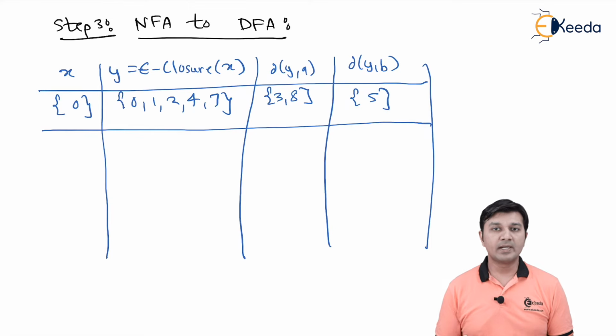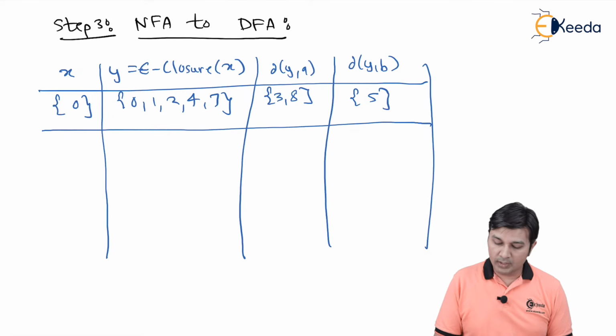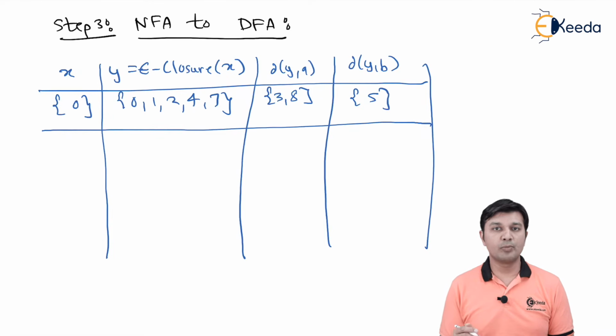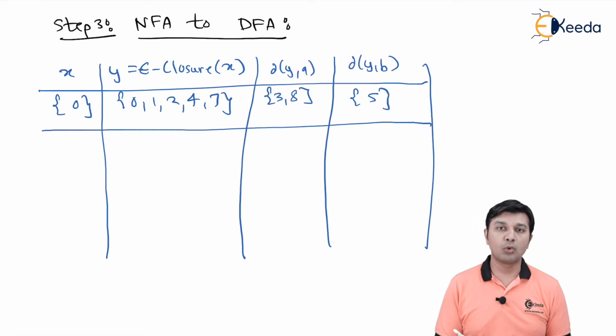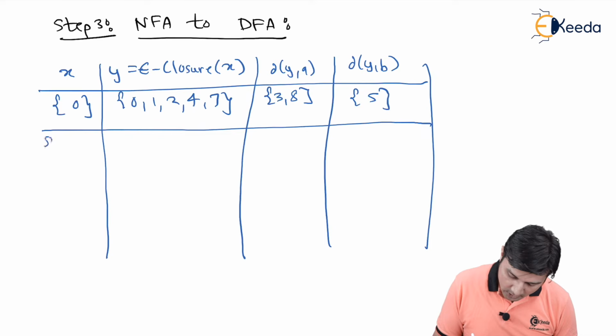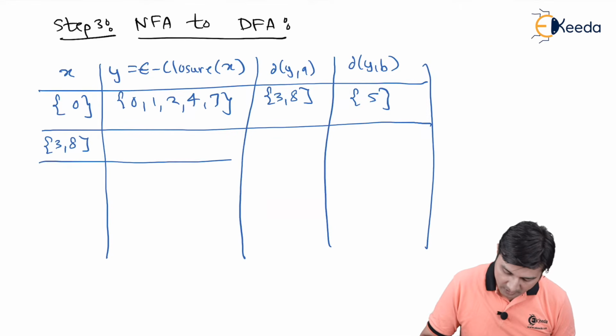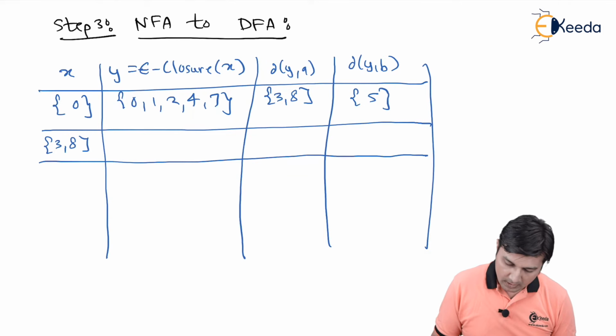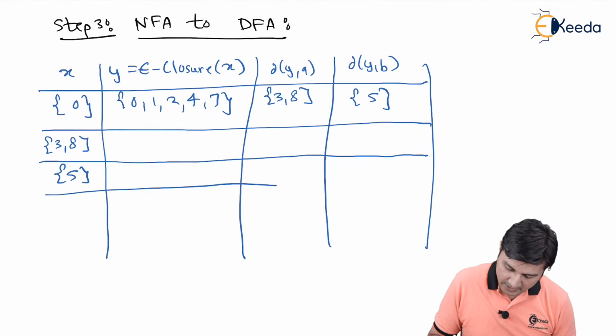Now having completed this, the question is what to write or what to conclude now. Whatever you achieved over here, Y on A and Y on B, will be forming the new rows for the table. So I'm going to write over here 3, 8. That is going to be my one row. I'm going to write over here 5. That is going to be my next row.